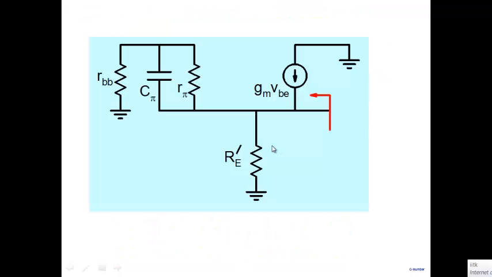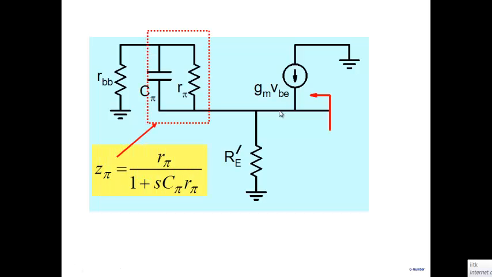Now, why does it appear as an inductive load? Well, one simple way is to put a voltage source here, put in a current, and calculate the impedance, which will show you that it varies with frequency. But let's look at this part in a little more detail. This is the equivalent circuit, C pi and R pi. Where is the inductive behavior coming from? If I look at C pi in parallel with R pi, this whole thing can be written as an impedance Z pi, which is R pi divided by 1 plus S C pi R pi.